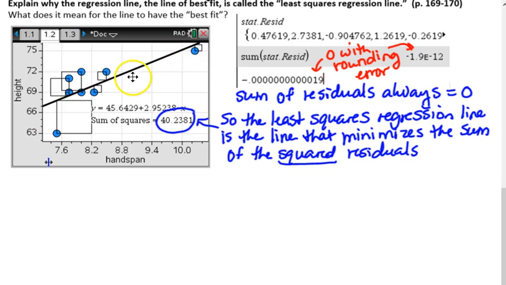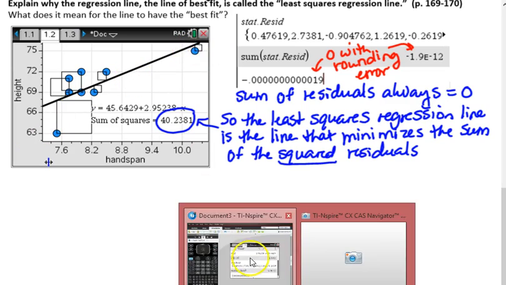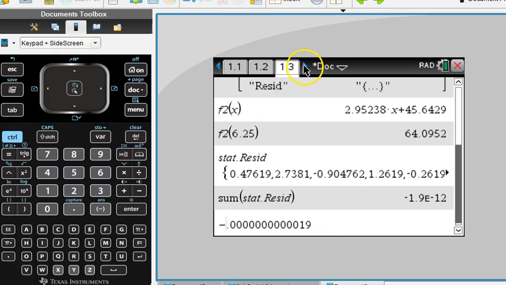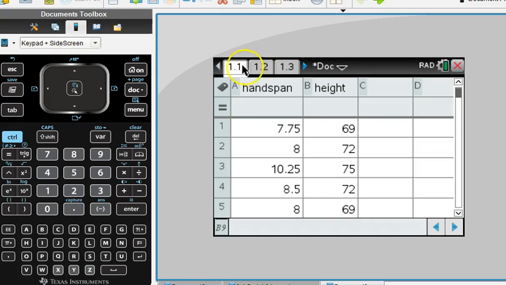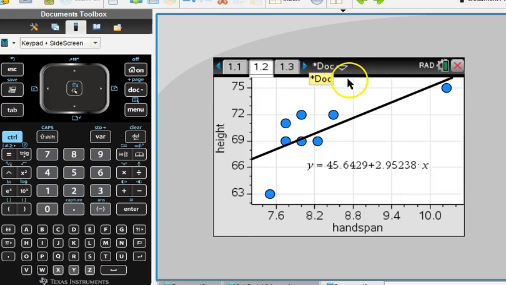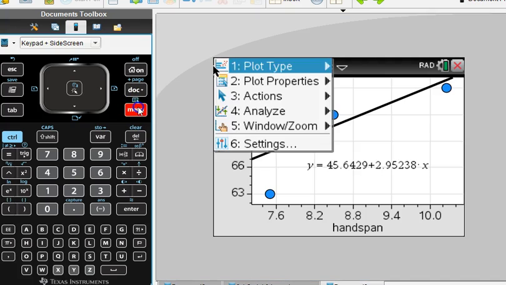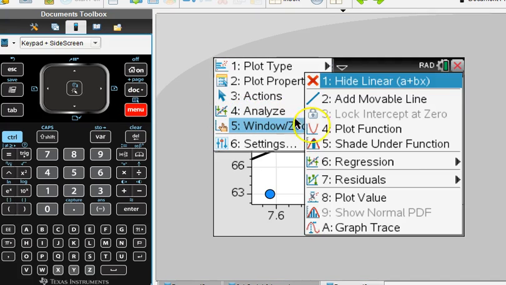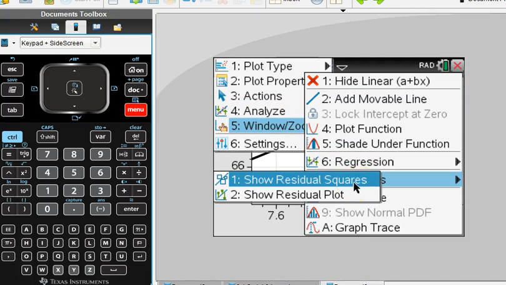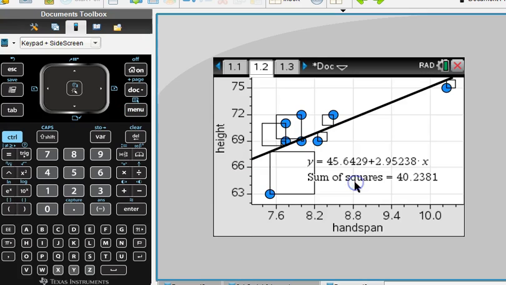You can see this number on your calculator by going to the page where you have done the regression. Once you've done a regression, you can go to Menu and Analyze, and then the residuals will no longer be grayed out. You can say Show Residual Squares, and that shows the squared residuals and the sum of the squared residuals.